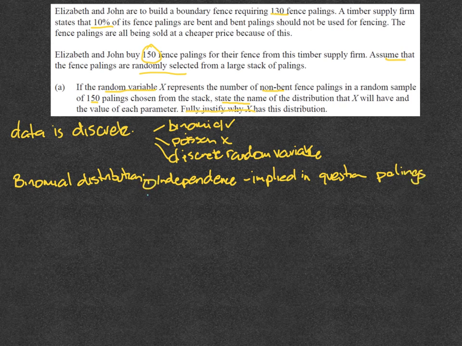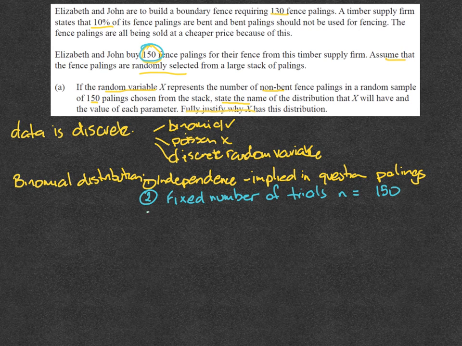The second thing we can talk about is that we have a fixed number of trials. So that's quite important. So fixed number of trials, and that our n value is equal to 150. Okay, so that's this number here. They've bought 150 palings.